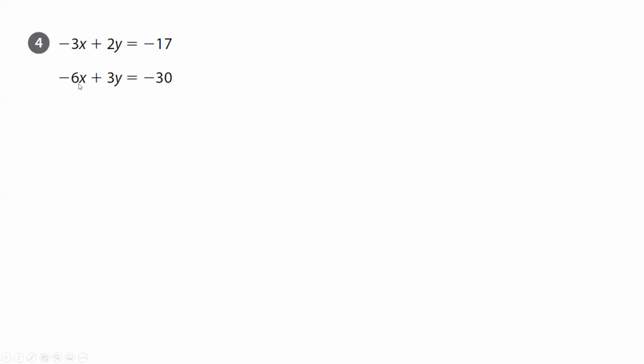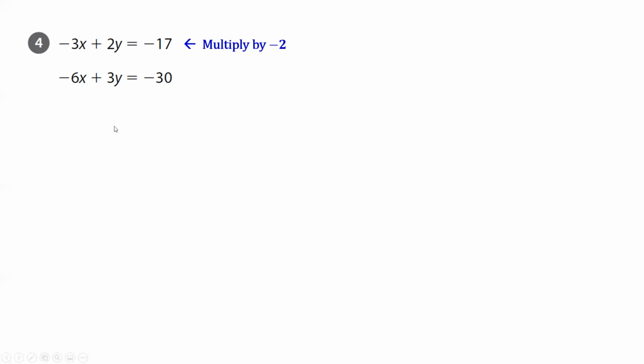I notice that this is a -6 and this is a -3. So what I'm going to do is I'm going to make this one a +6. So I'm going to make sure I eliminate my x's for this problem. It's not the only way to do this, but it's the way I see. Because I know that 3 times 2 gives me 6. So to make the -3 into a +6, all I need to do is multiply by -2.